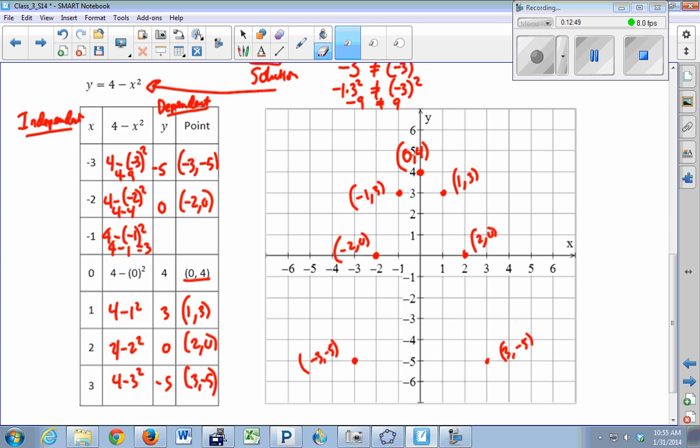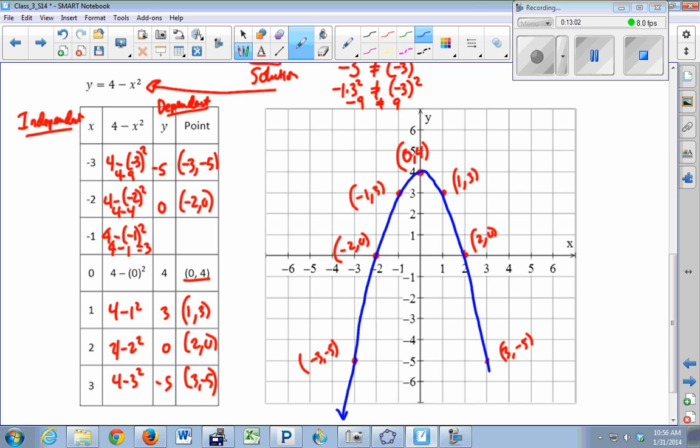Okay, now when you join those points with a smooth curve, you are representing the entire solution set for the equation y equals 4 minus x squared. Notice how I put arrows to denote that this continues, all my y values now going towards negative infinity. Every time you draw a graph, you want to put a title on it.